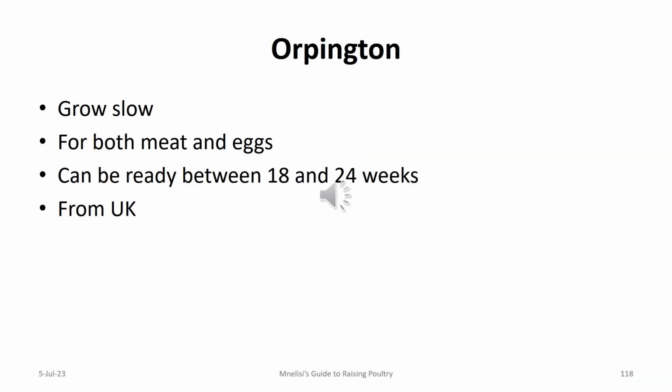Orpington. This chicken grows slowly. It's for both meat and eggs. It will be ready for market in 18 to 24 weeks. This chicken originates in the UK.